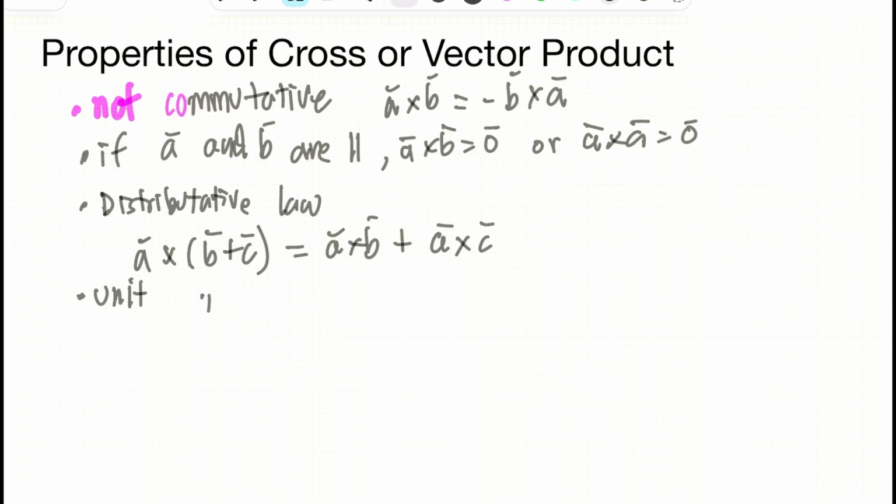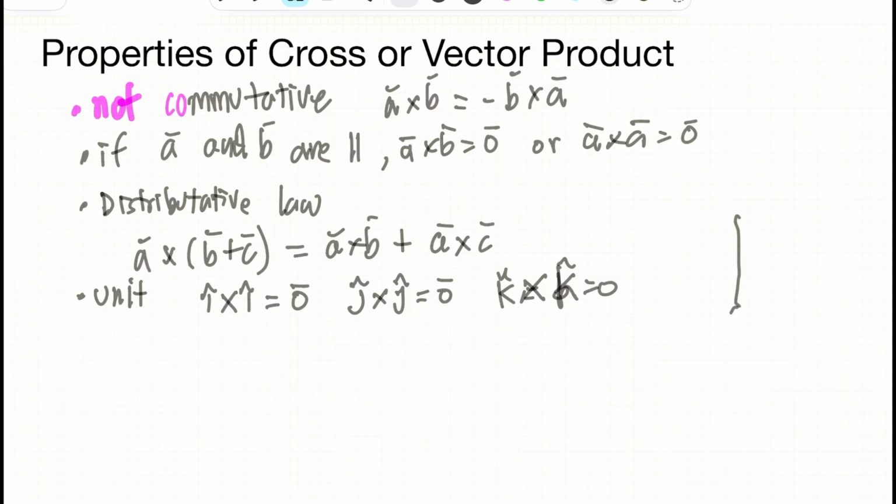Now if we look at the unit vectors, how they behave in terms of the cross product, since I is parallel to I, the cross of that is 0. J is parallel to J. We saw that parallel vectors cross into 0. And K cross K is equal to 0. And here are our unit vectors. That's going to be our X, Y, and Z directions. X is the I unit vector, J is the Y, and K is in the direction of Z.